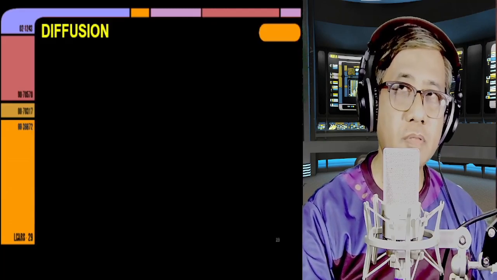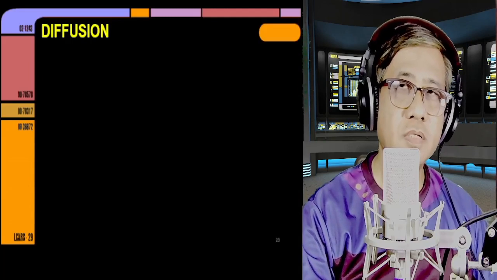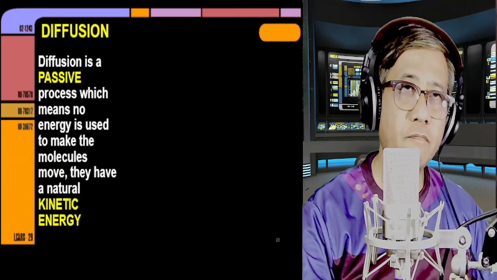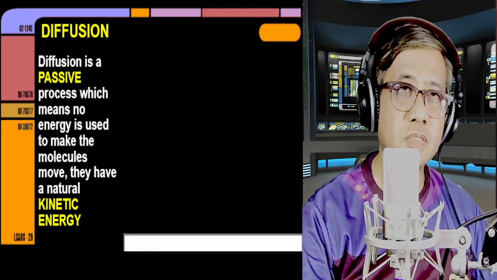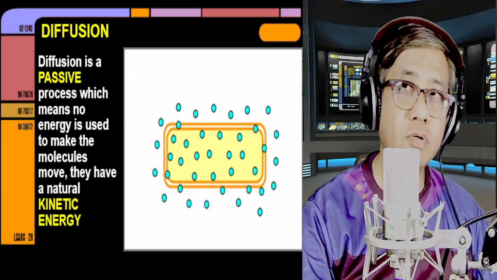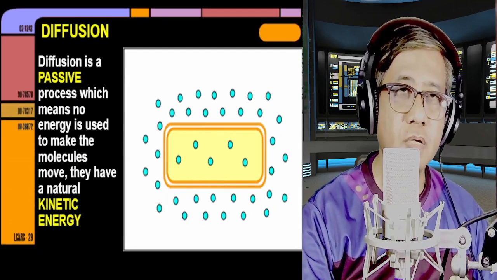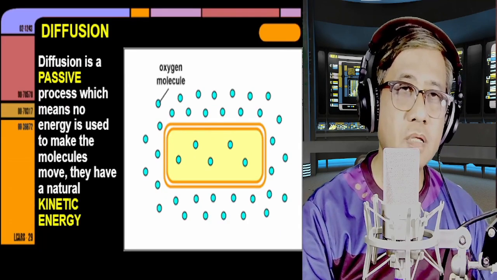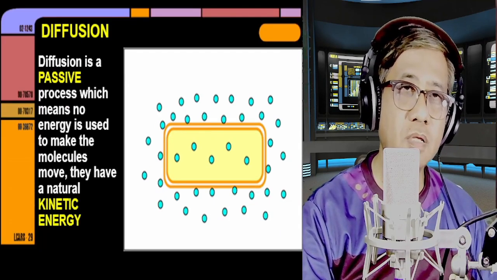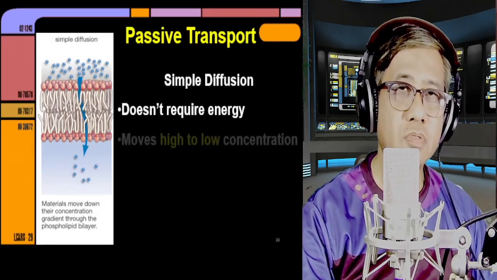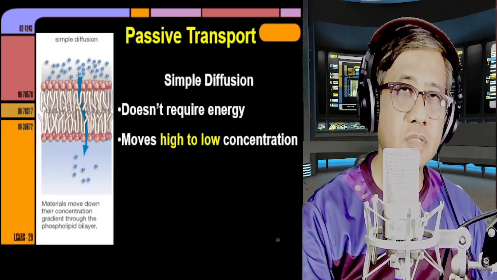Alright, so let's talk about diffusion. Basically, diffusion is a type of passive transport. That means that no energy is required to move the molecules across the membrane. The molecules move through natural kinetic energy. These molecules move in the direction from higher concentration to lower concentration.